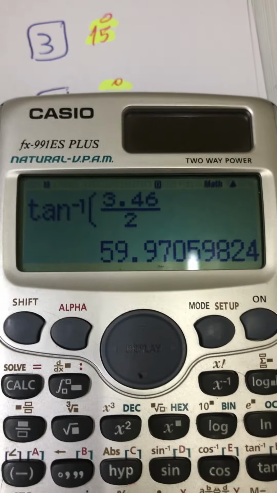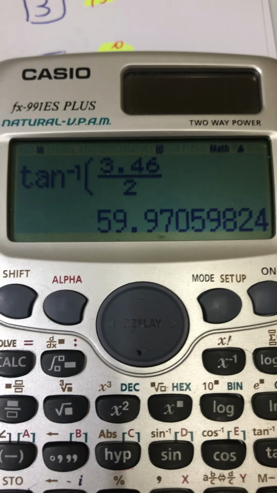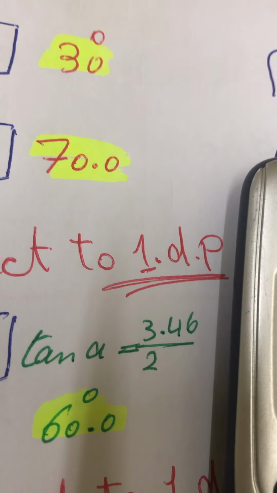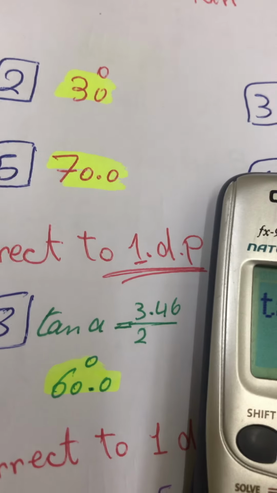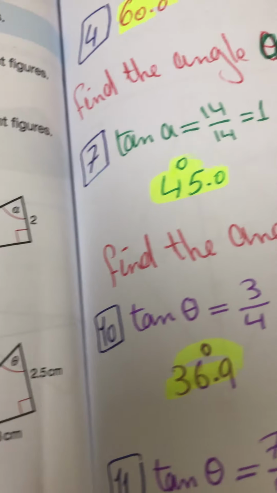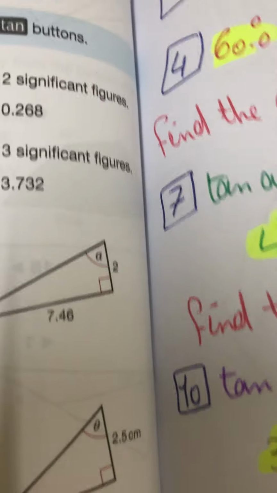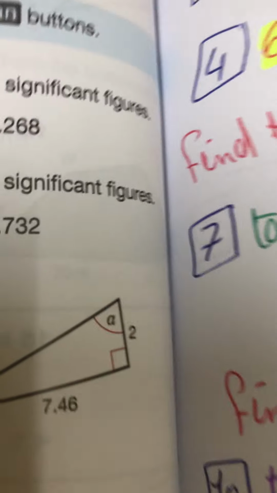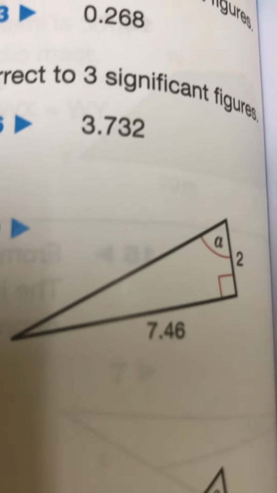Equal. What is the angle? 59.97, so it's about 60. Yes, my dear, go to number 9. I think it's easy now.